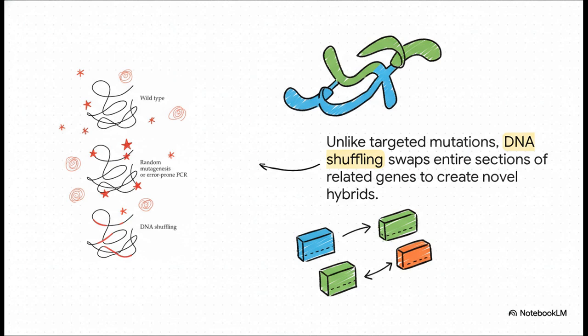On the one hand, you have random mutagenesis, what we just talked about. That's like adding a few random typos. You see them there as the red stars. DNA shuffling is totally different. It takes whole chunks, entire sections, from related genes and swaps them around. The goal is to create these new hybrid proteins that hopefully combine the best features of both of their parents.